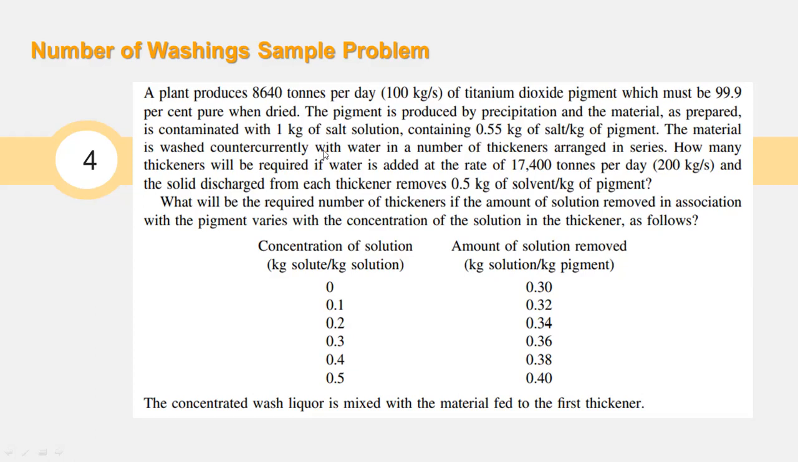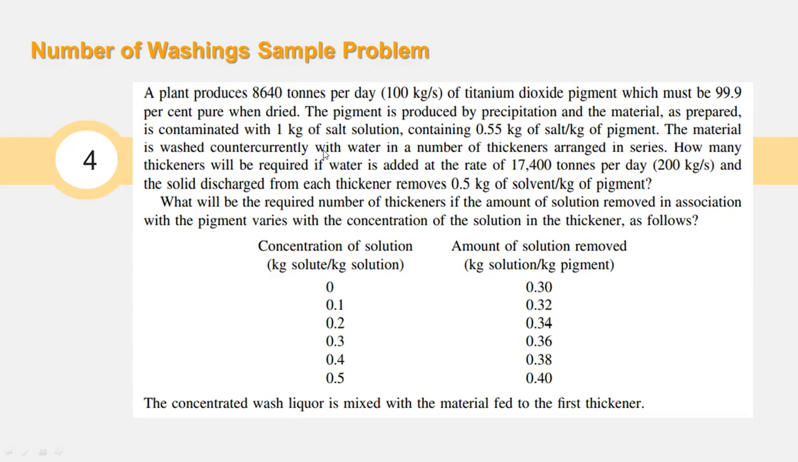Because if it has no contaminant, it goes straight to drying. But since it has a contaminant, it has to undergo washing. So the material, due to the presence of the contamination, is washed countercurrently with water in a number of thickeners arranged in series.